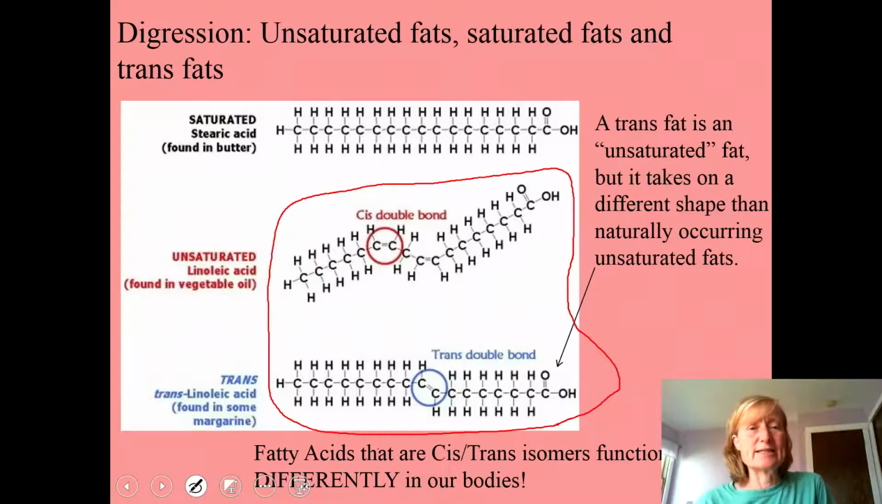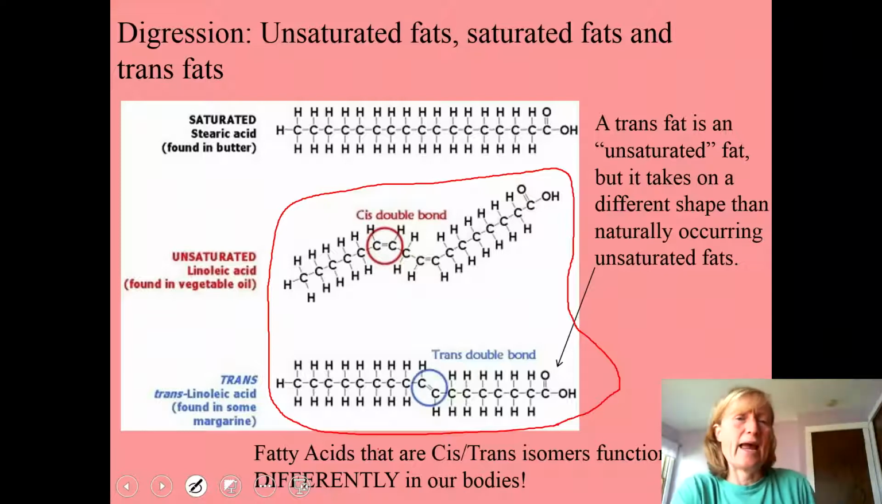I wanted to give you an example of several molecules that are cis-trans isomers and how they function differently. And it is an example that leads into Chapter 5 when we start talking about fats. Fats are a type of lipid, and there are different kinds of fats out there. You've probably heard of saturated fats, unsaturated fats, and trans fats.